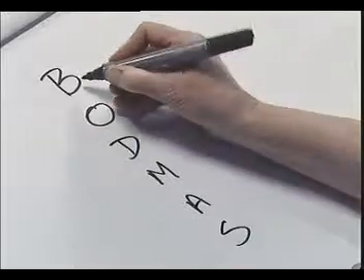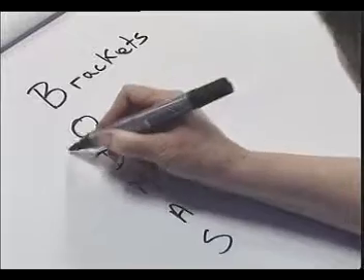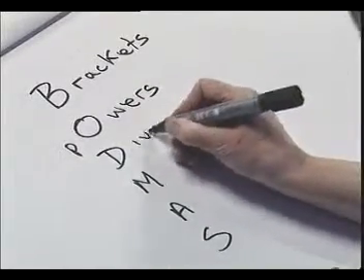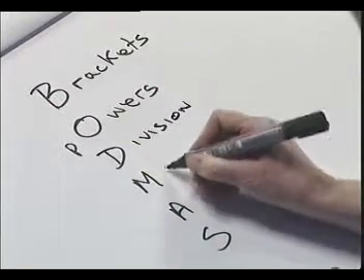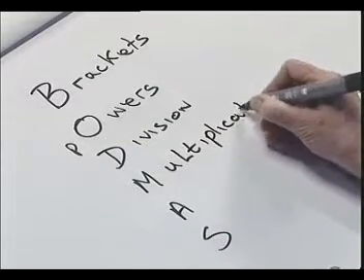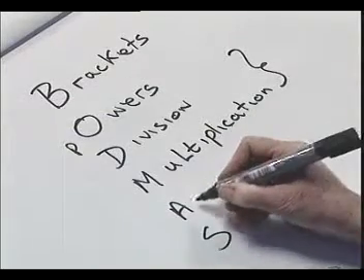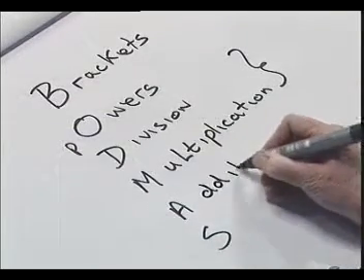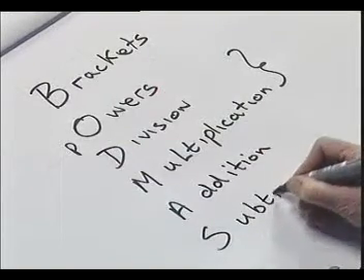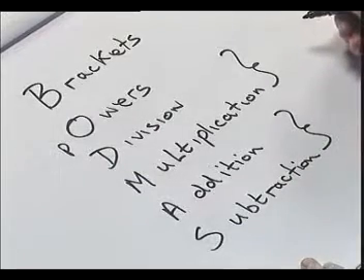B-O-D-M-A-S. B for brackets, O for powers, D for division, and multiplication for the M. And these two go together because they have the same priority. A for addition, and S for subtraction. And these two go together because they have the same priority.